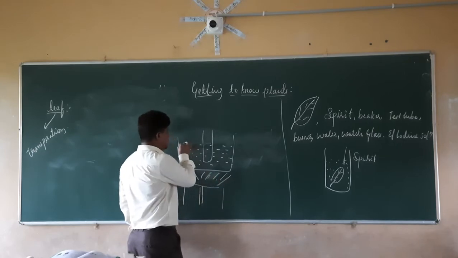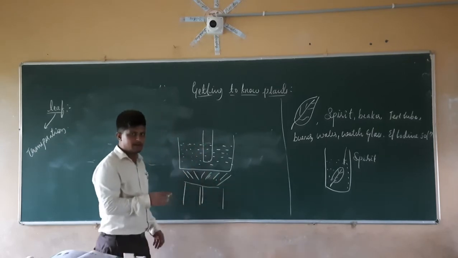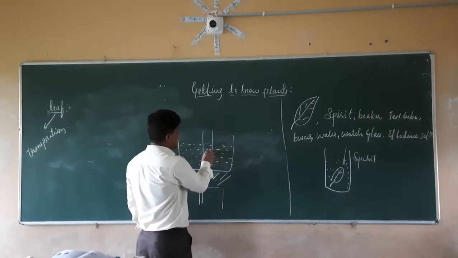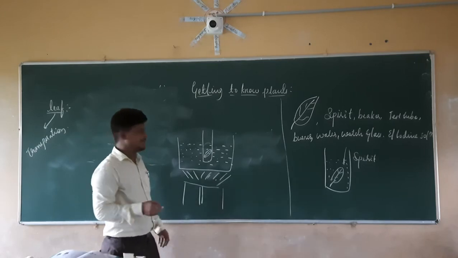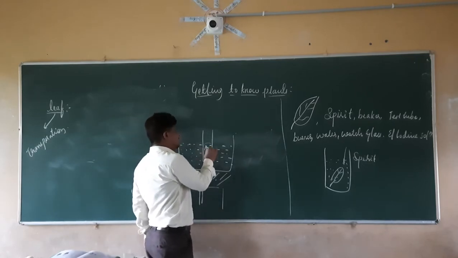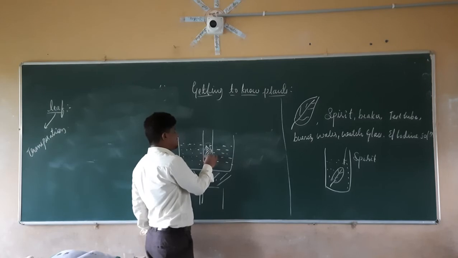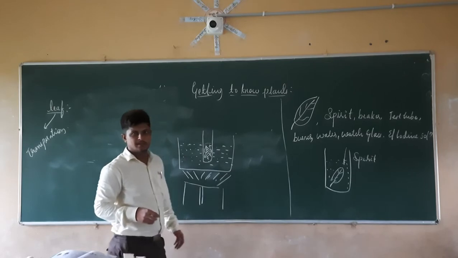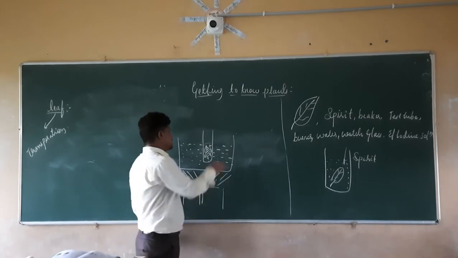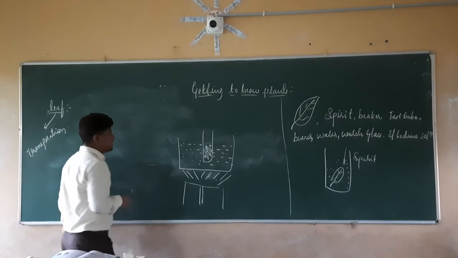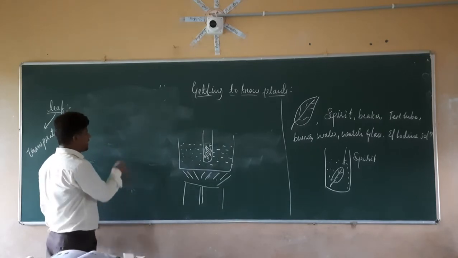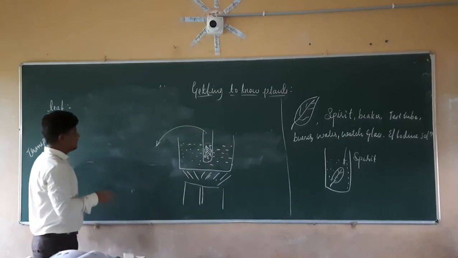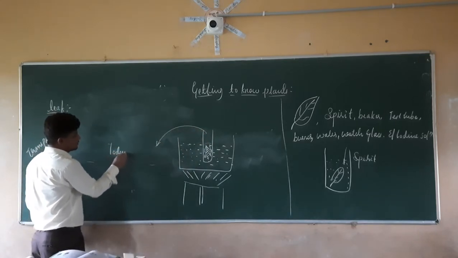Because of this heating, the water gets heated, and because of that, this test tube is also going to get heated. Because of that, the green color present in this leaf is going to come out and dissolve in the spirit. So we are going to take that thing out. In that solution, we are going to add iodine solution now.